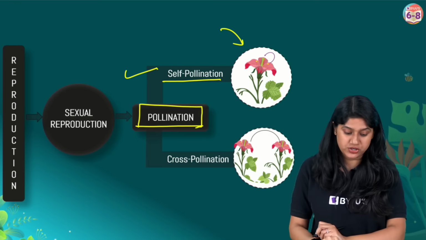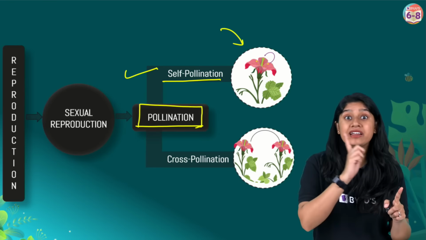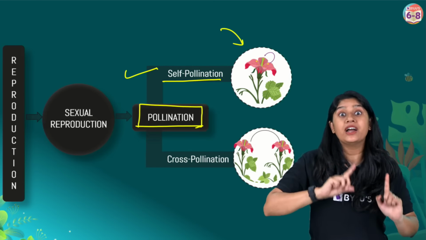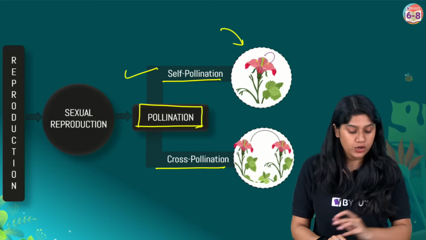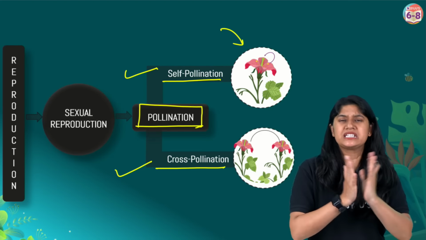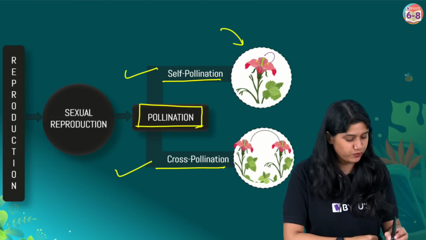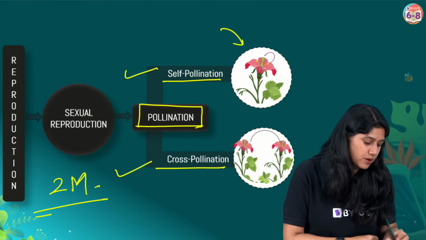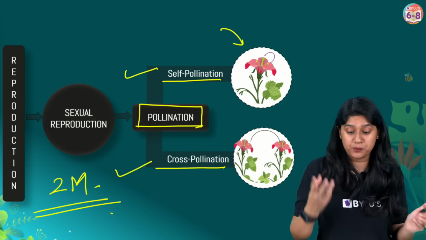That is self-pollination. But if the pollen grains from the anther of one flower travel to the stigma of another flower, we call it cross-pollination. So these 2 types of pollination we have over here. And please make sure you remember the definition, because it's really very important from the exam point of view. It can come for 2 marks in your examination. Now we are clear about the structure of a flower. We are clear about pollination.